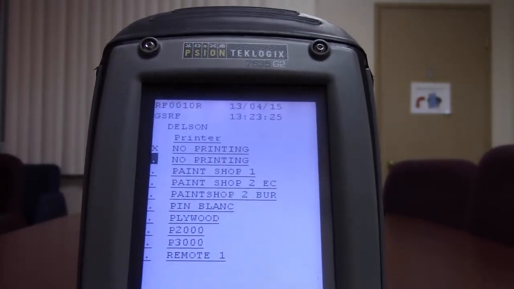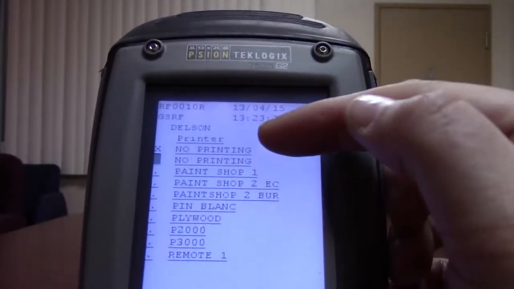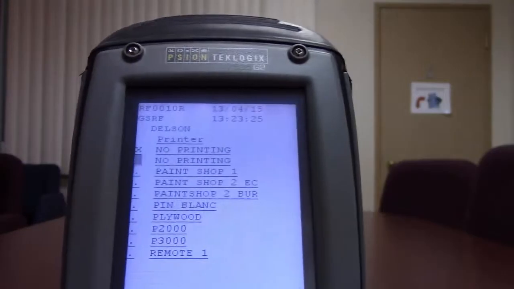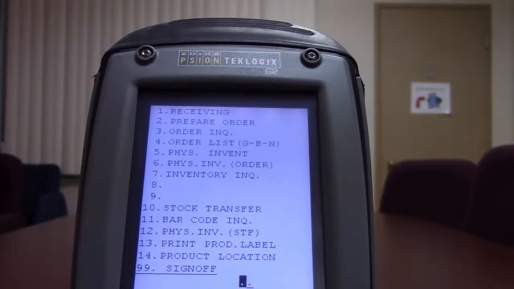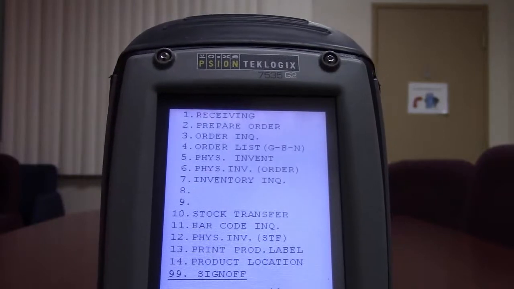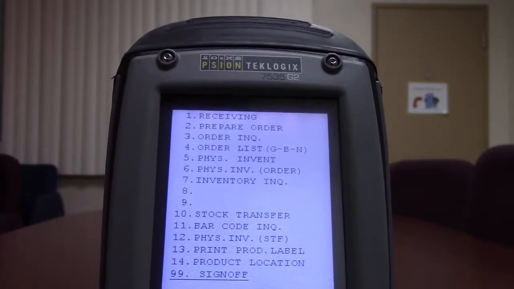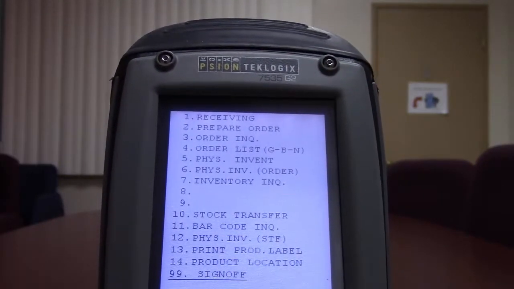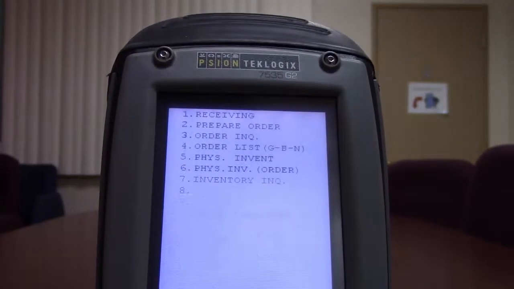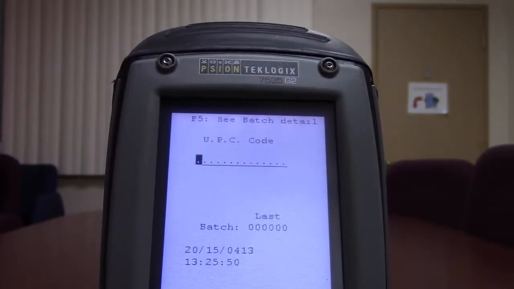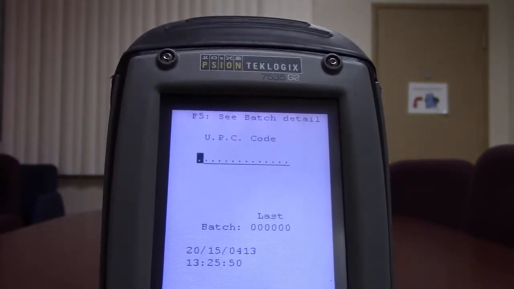Once you're on the next page, you will see the selected printer at the top. You just have to press enter to confirm. Once on this screen, you have to choose option 5 for physical inventory. Then you press enter. You are now ready to scan your product.